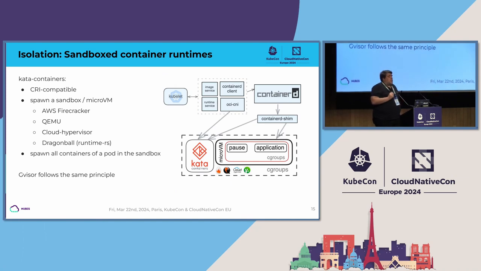We look into Kata containers, so we are involved in the community, and it's actually one of the most mature frameworks to sandbox containers into VMs. The Kata containers runtime is CRI compatible. That means you can spawn Kubernetes pods. Essentially, the way it works is that it spawns a micro VM in AWS Firecracker, QEMU, Cloud Hypervisor, or their own custom hypervisor, Dragonball, and they spawn all the containers in a pod in this micro VM. Essentially, the other sandboxing mechanisms like gVisor use the same principle.